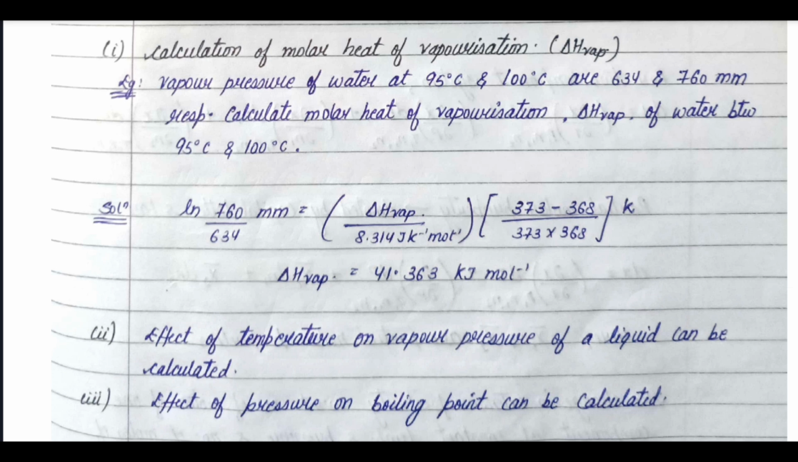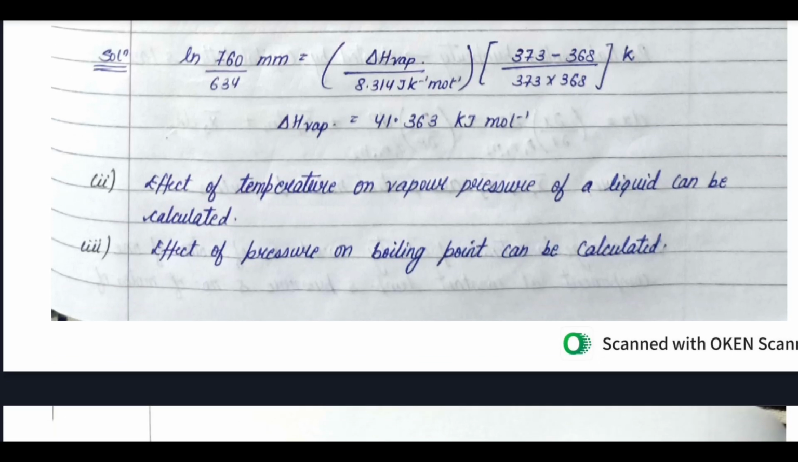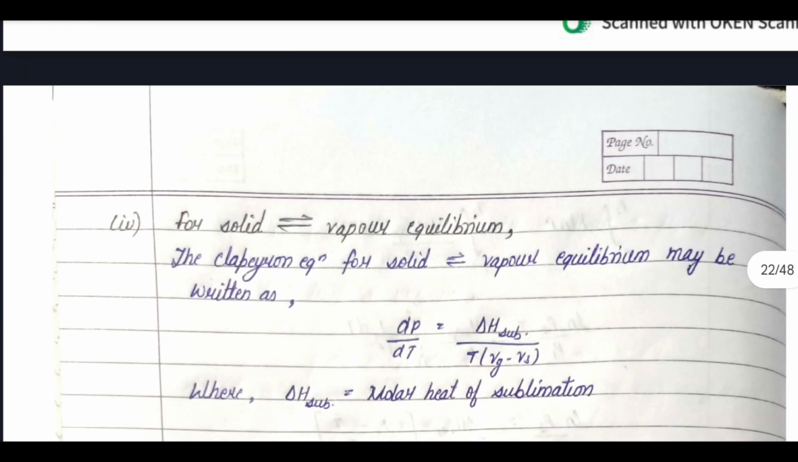Vapor pressure of water at 95 degrees Celsius and 100 degrees Celsius are 634 and 760 mm respectively. Calculate the molar heat of vaporization, delta H vaporization, of water between 95 degrees Celsius and 100 degrees Celsius. So delta H vaporization is equal to 41.363 kilojoule per mole. Second, effect of temperature on vapor pressure of a liquid can be calculated. Third, effect of pressure on boiling point can be calculated.